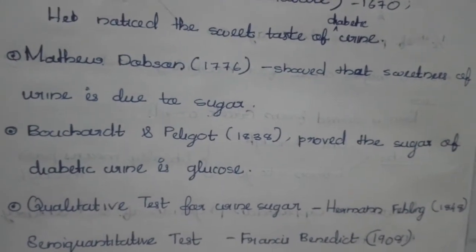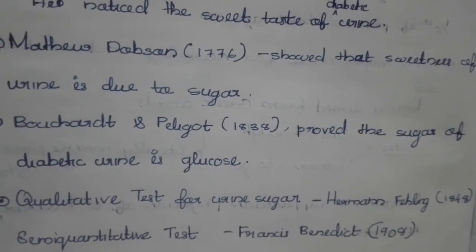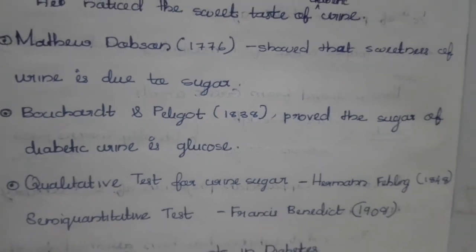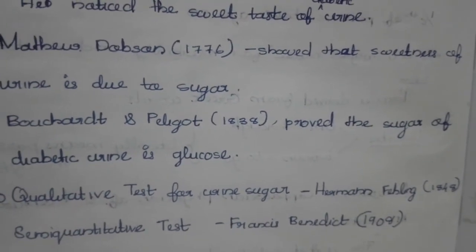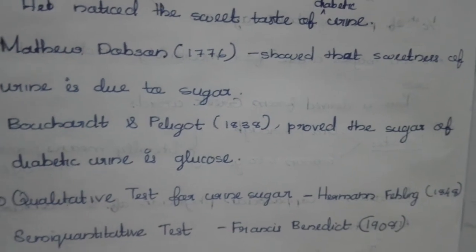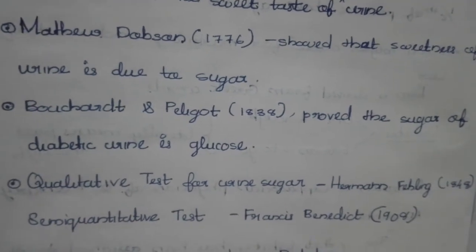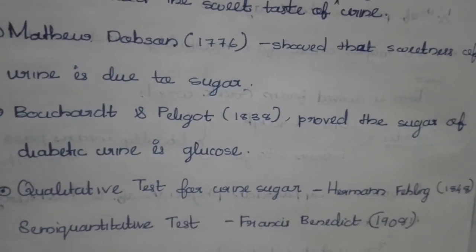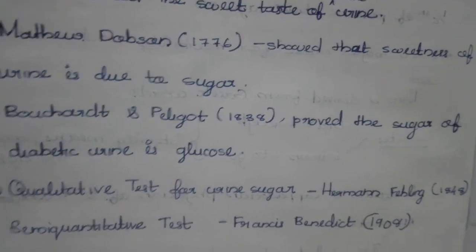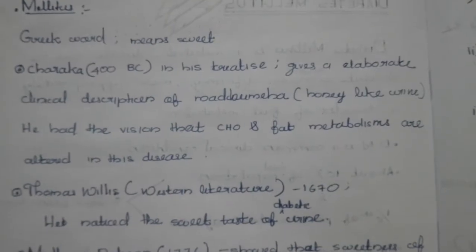The qualitative test for urine sugar was done by Hermann Fehling in 1848, and I'm sure Fehling's test is familiar to you. The semi-quantitative test was done by Francis Benedict in 1908. So that's all about this introduction.